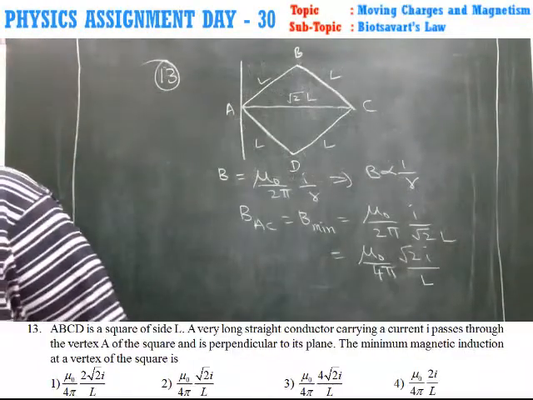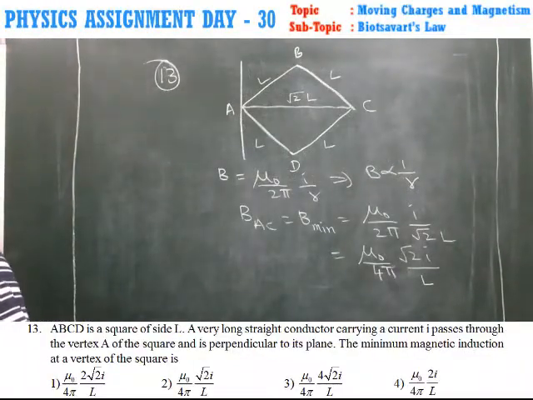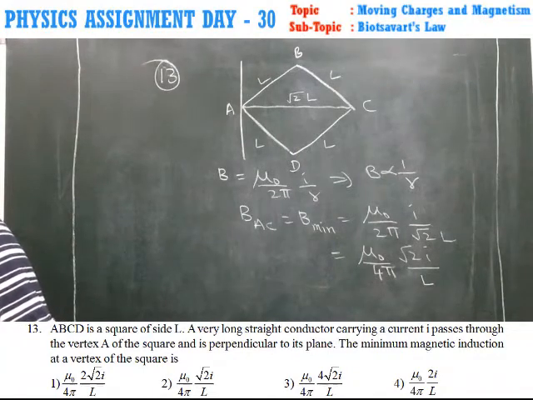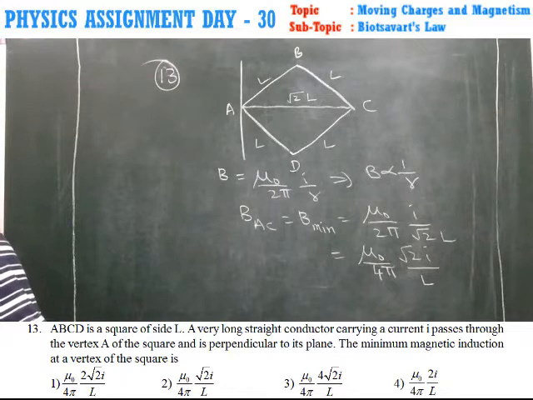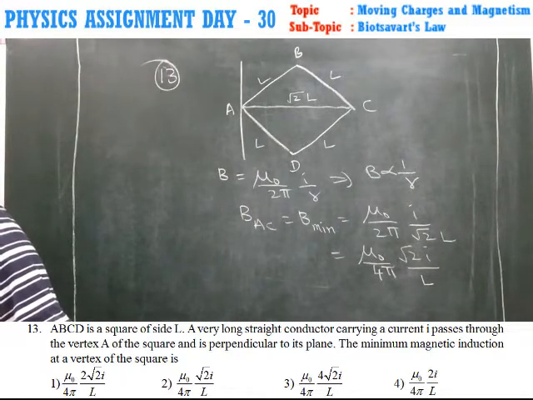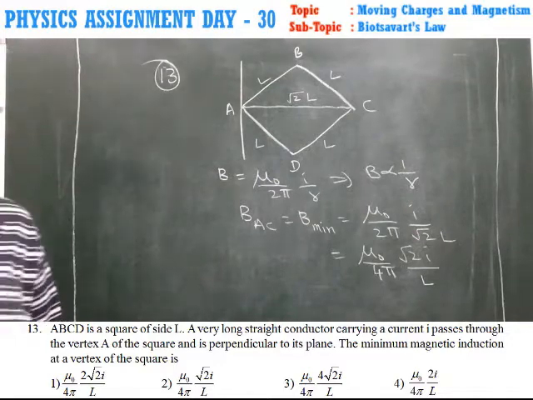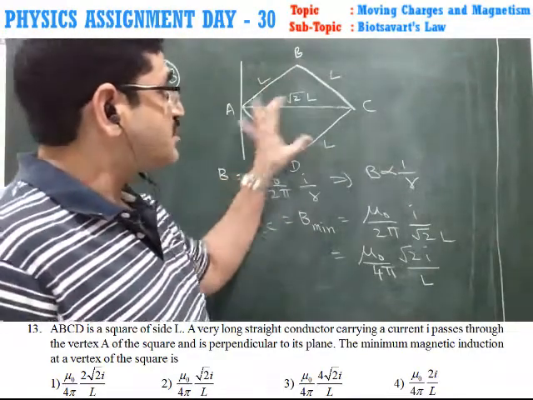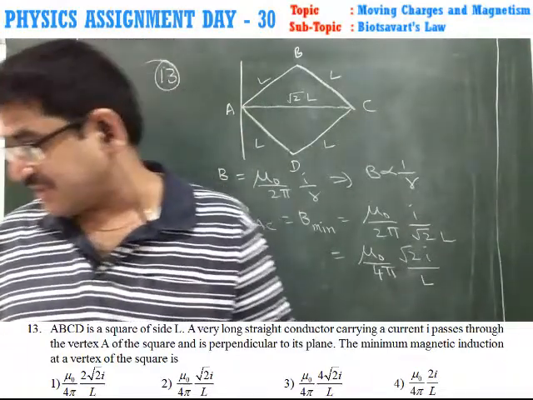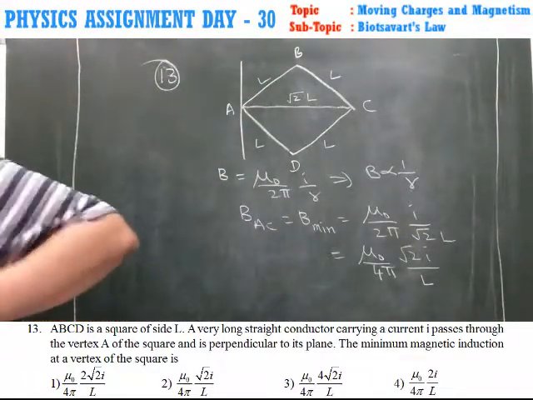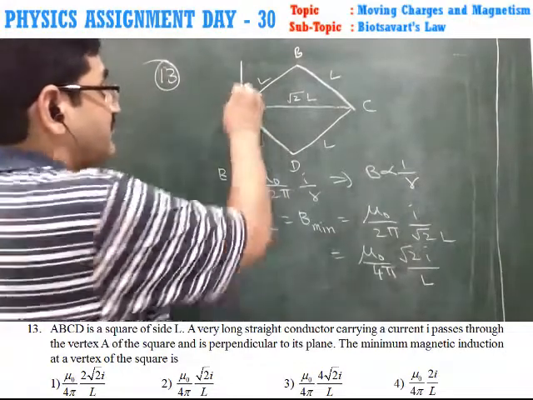Students, in 13th question, ABCD is a square of side capital A. A very long straight conductor carrying a current I passes through the vertex A of the square and is perpendicular to its plane. The minimum magnetic induction at the vertex of the square is asking. So this is the square. I have kept at one end a current carrying conductor passing. So the conductor is carrying some current I.